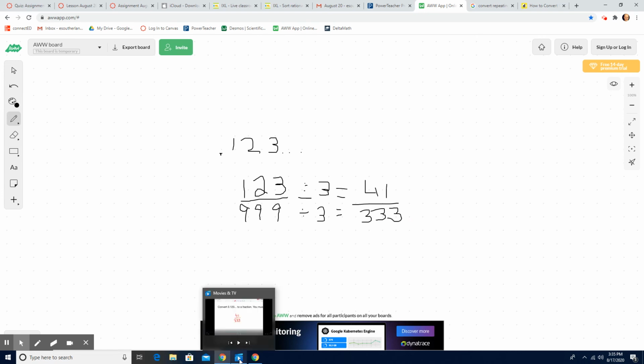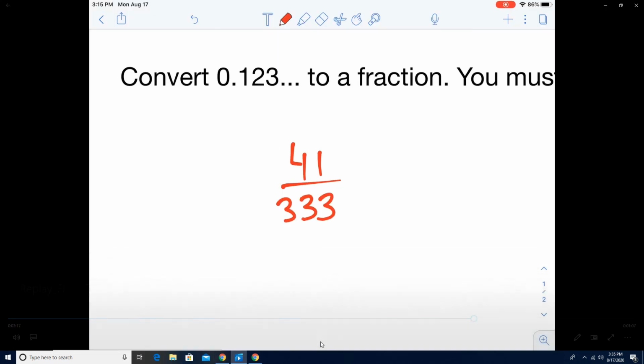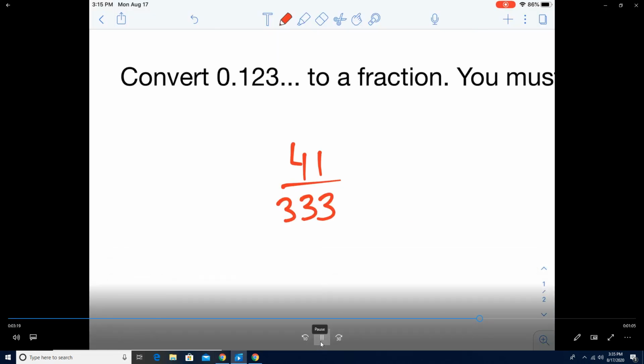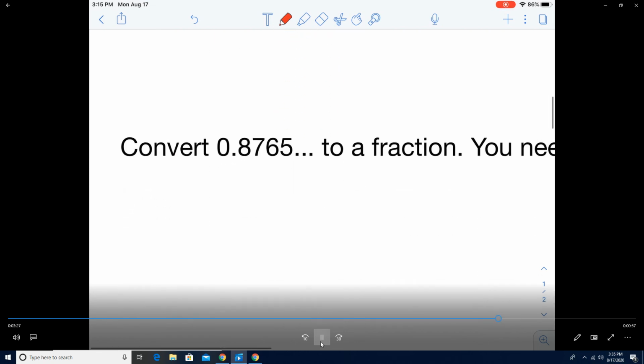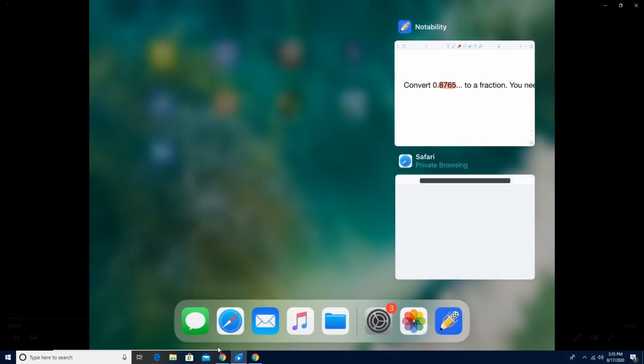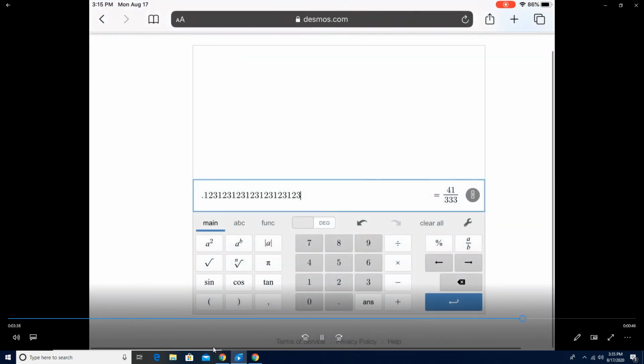All right, let's finish watching the video. And then we would just keep going. Now, sometimes you're going to get one that does not reduce. And so when we look at that, we'll look at this one here. So this one, I just enter this into a calculator, 0.8765 repeating.